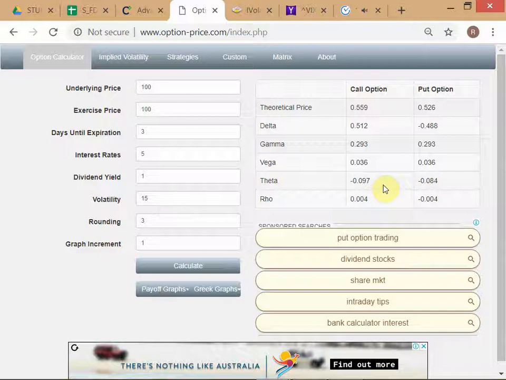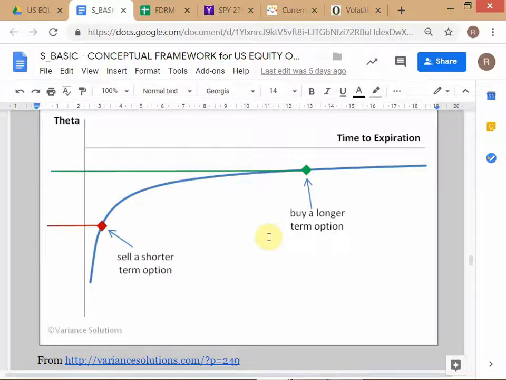Okay. Then another thing we have learned is that if you play around with the expiration date, the longer dated options will have much less theta than the shorter dated options. Is this clear? Another thing we have learned, you can visually remember. Pictures are easier to remember than numbers or words. You remember this picture, that theta is a function of time to expiration.